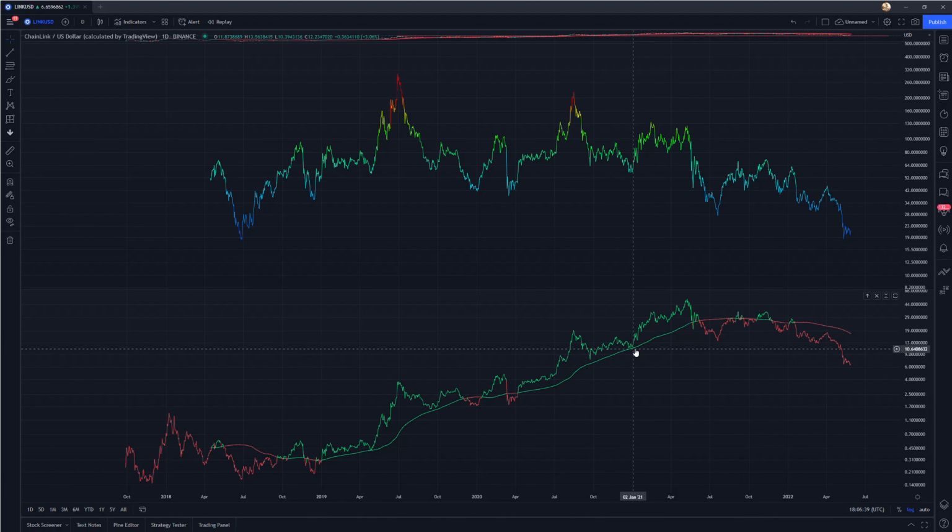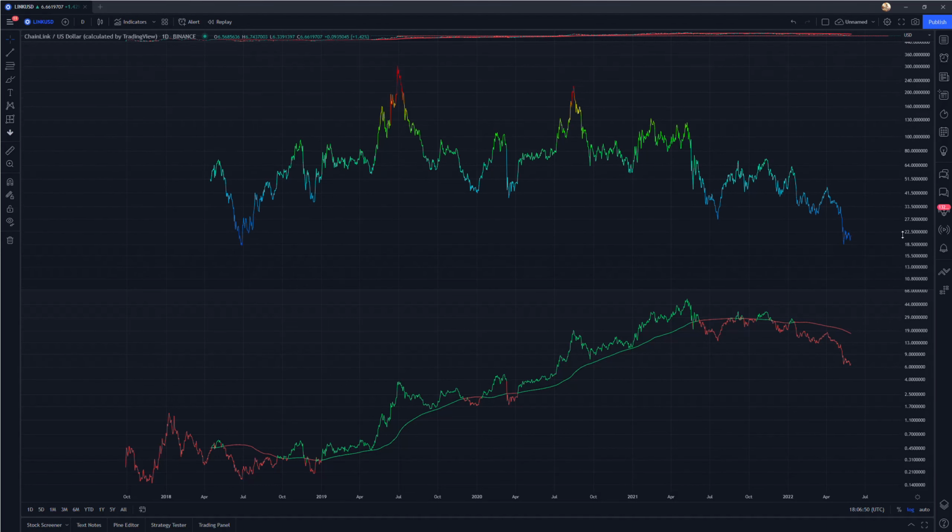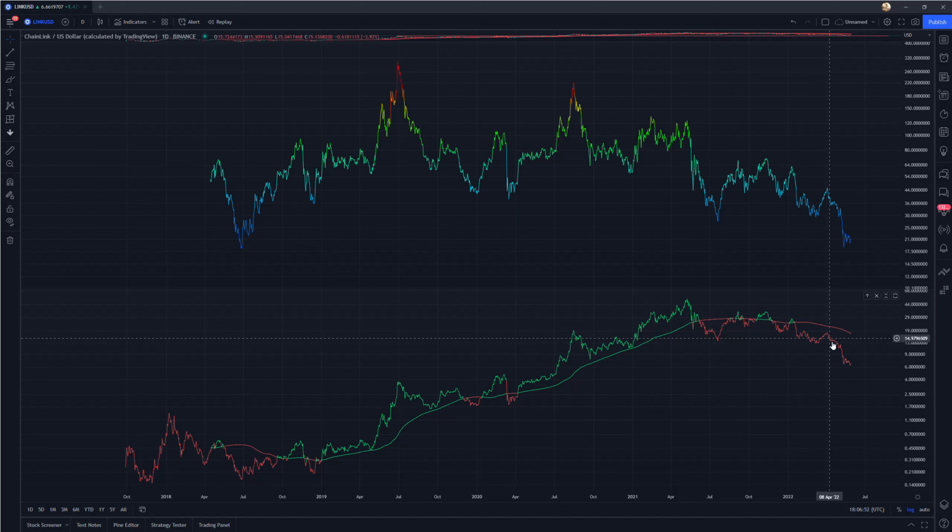And if you look here, when price action was exactly equal to the 200-day simple moving average in December of 2020, that corresponded to this sort of cyan color. So I'd expect us to get back up to that color range, considering how oversold we are in the short term.